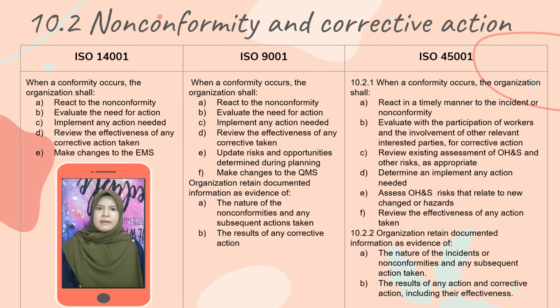In non-conformity and corrective action, for ISO 14001, the organization shall react to the non-conformity, evaluate the need, and most importantly, make changes to the EMS when the non-conformity occurs. For ISO 9001, the organization should take the same action as ISO 14001 and make changes to the QMS, while ISO 45001 is divided into two parts. 10.2.1 is about what action should be taken by the organization when the non-conformity occurs, just like other ISO, and 10.2.2 is discussing the documented information that organizations shall retain.